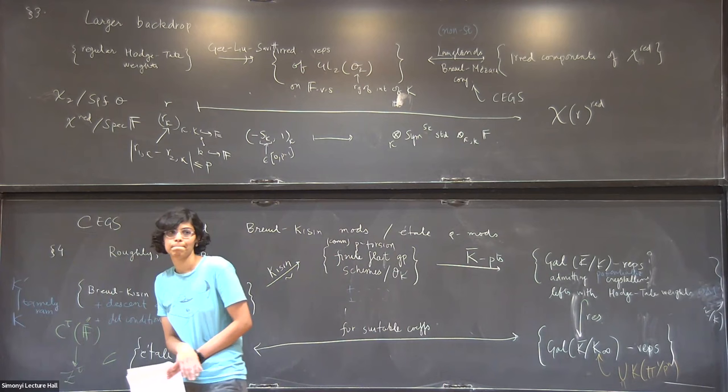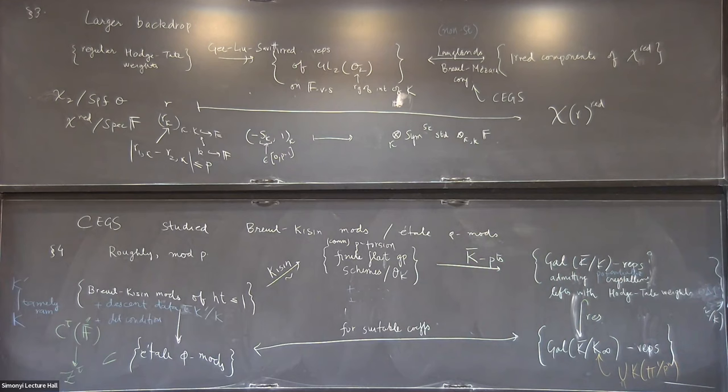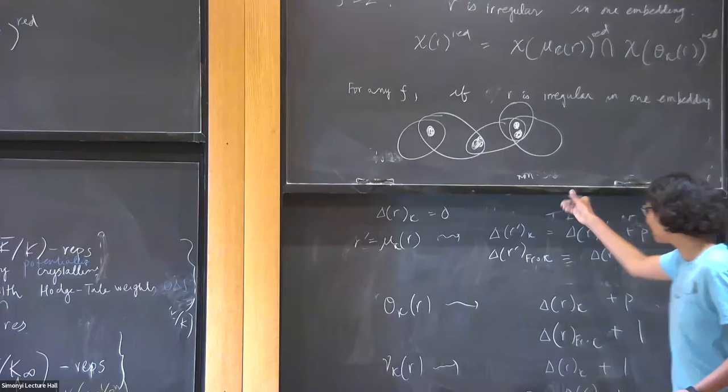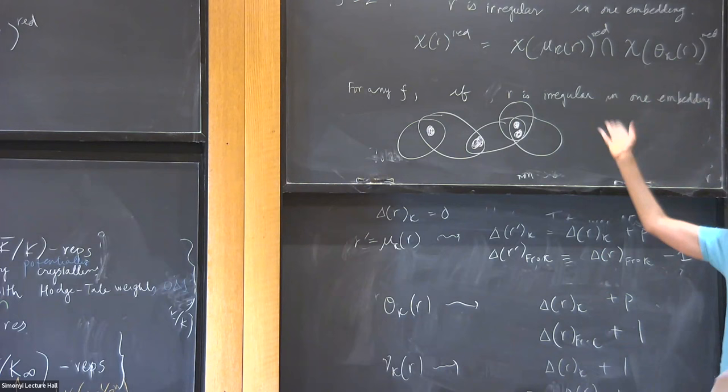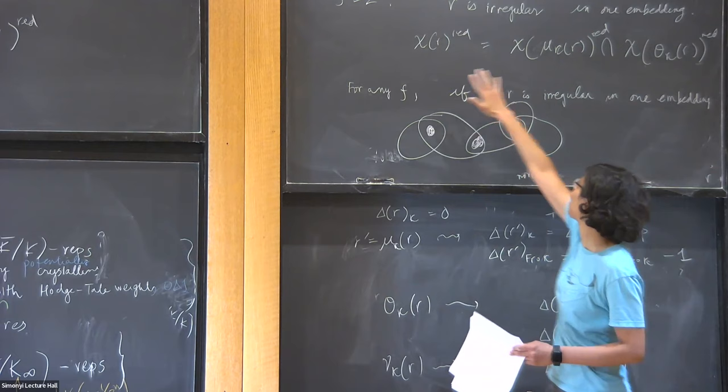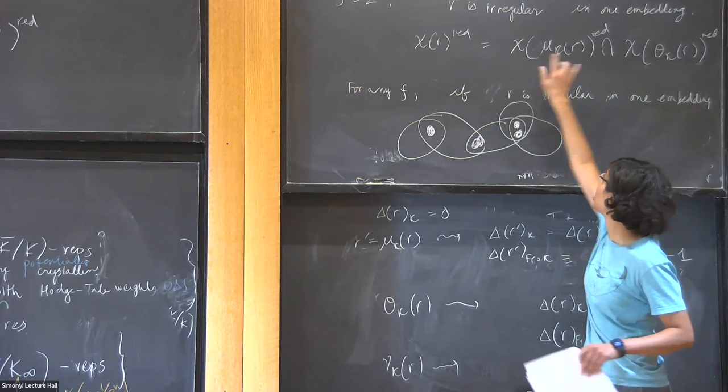Can you say anything about the inclusion of this X of R in the potentially crystalline stack? Like, is it an LCI? No, I can't say whether it's LCI or not. This is the extent of what I could say: you take these pairwise intersections and you do lose one dimension. So this is literally the irreducible component of this intersection, and it is exactly one dimension less than either of these, but that's the extent of what I can say.